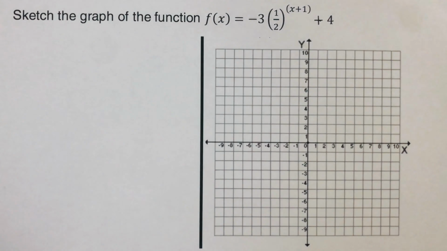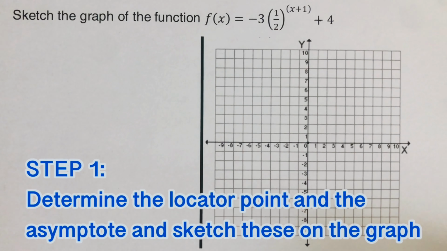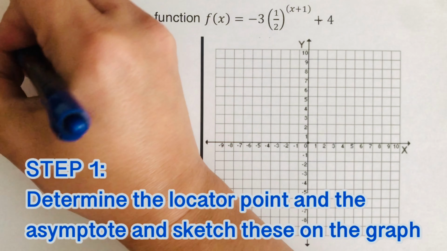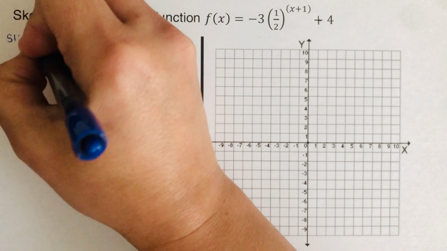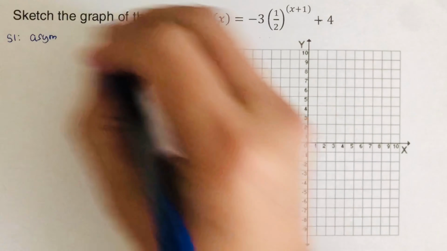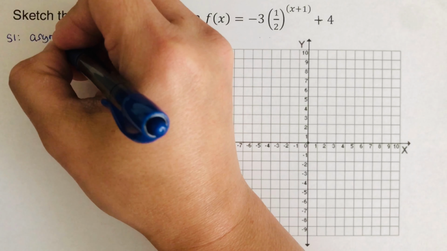Okay, so we go over the problem here. Again, the first step is to determine the locator point and the asymptote and sketch this on the graph. So I'm just going to write S1 right here. So our asymptote here for this problem that we have right there. So I'm just going to label this.